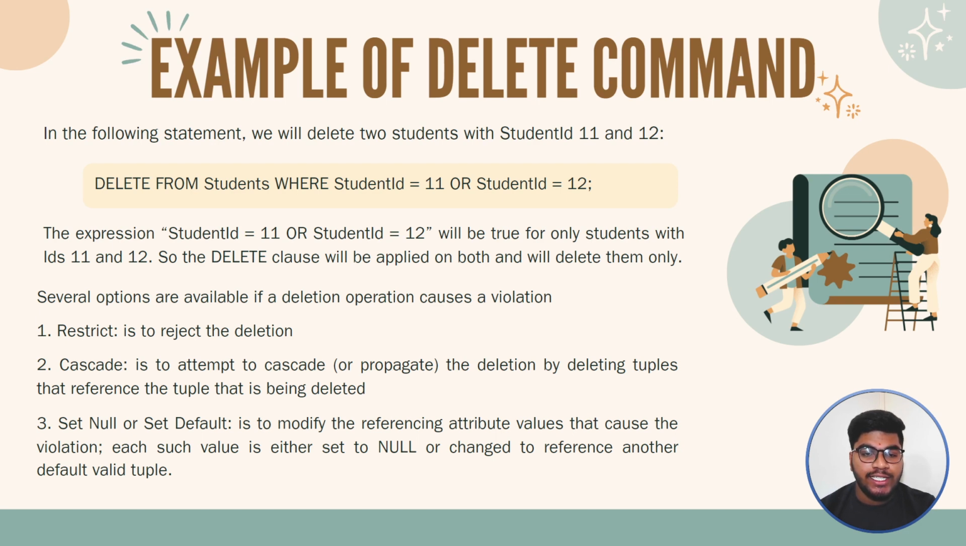Here we have mentioned the several violations that occur in the delete operation. Some of them are restrict, cascade, and set null or set default. Restrict is used to reject the deletion. Cascade is to attempt to cascade the deletion by deleting tuples that reference the tuple that is being deleted. Whereas set null is used to modify the referencing attribute values that cause the violation. Each such value is either set to null or changed to reference another default valid tuple. So these are some of the violations that occur in the delete operation.